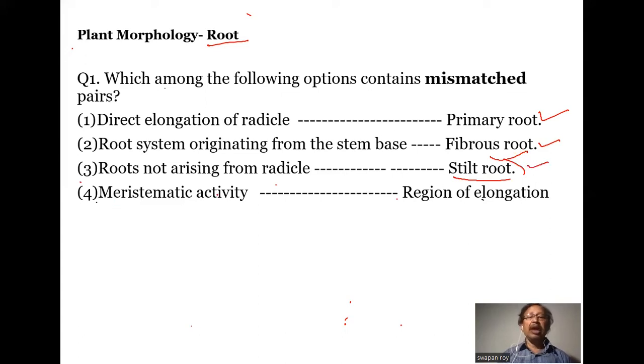The meristematic activity is in the region of elongation. Meristematic activity is not found in the region of elongation. Region of elongation is above the meristematic activity. So option number 4 is mismatch, and this is the answer.